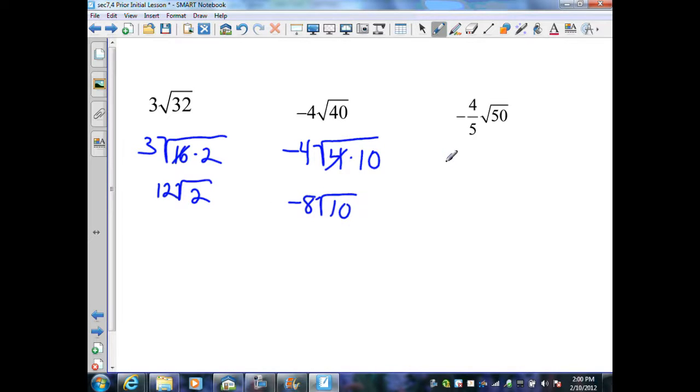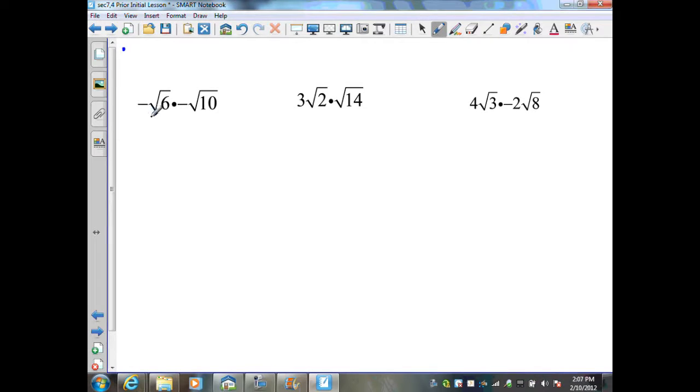Next, I bring down a negative 4/5. The square root of 50. That's not a perfect square, but two factors, one of which is 25 times 2. The square root of 25 is 5. 5 times a negative 4 is a negative 20 over 5. When I simplify, that's going to give me a negative 4 square roots of 2.